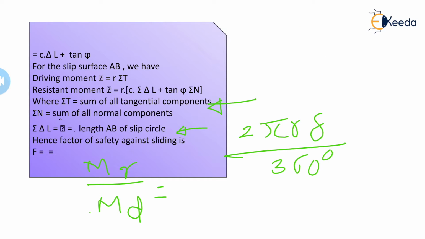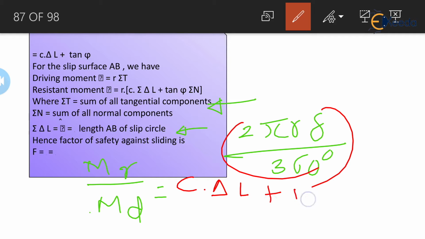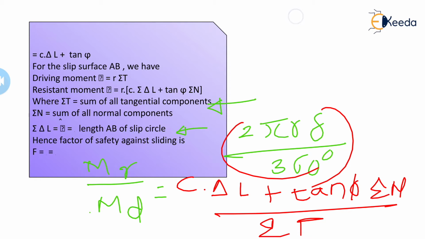So here finally we will get the equation for the factor of safety, with the delta L value. By substituting C into delta L plus tan phi summation of N, divided by summation of T, we can use this equation for finding out the factor of safety against sliding.